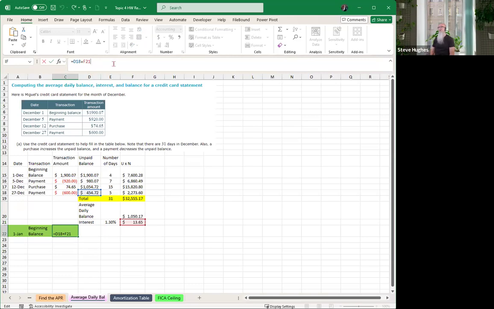All right, you're becoming a math wizard. And there we have it, everybody. Our new beginning balance for January 1st would be 468.37, and you knocked it out. Way to go. We'll see you guys.